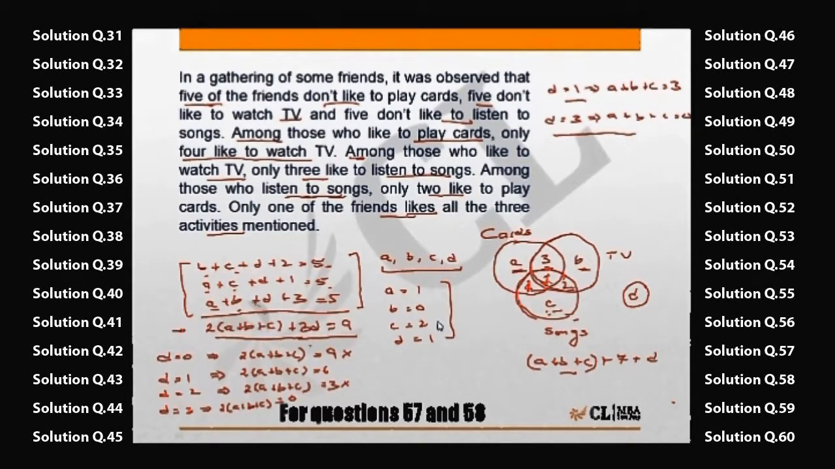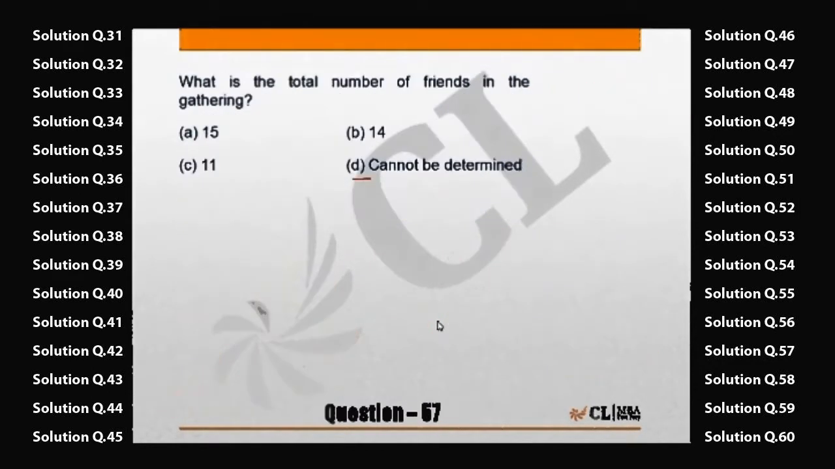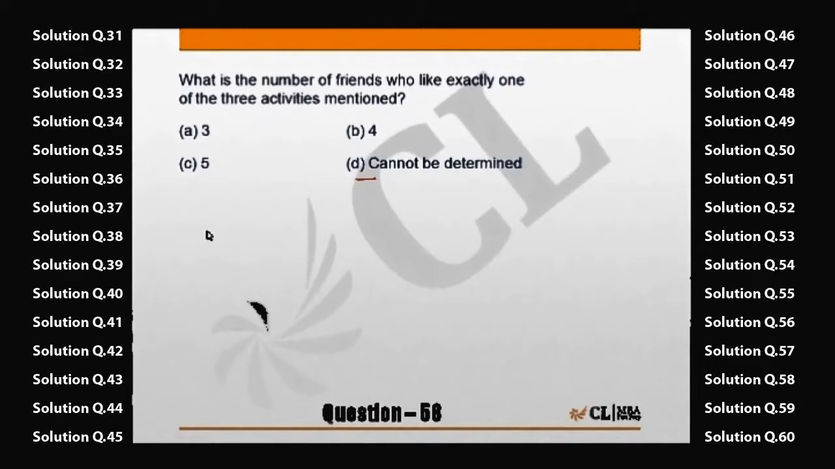I am repeating, had there not been a choice called cannot be determined, then we did not need the values of A, B, C and D. But in this case we need to have. The correct answers are Question 57, the correct answer is 11. And question 58, the correct answer is 3.